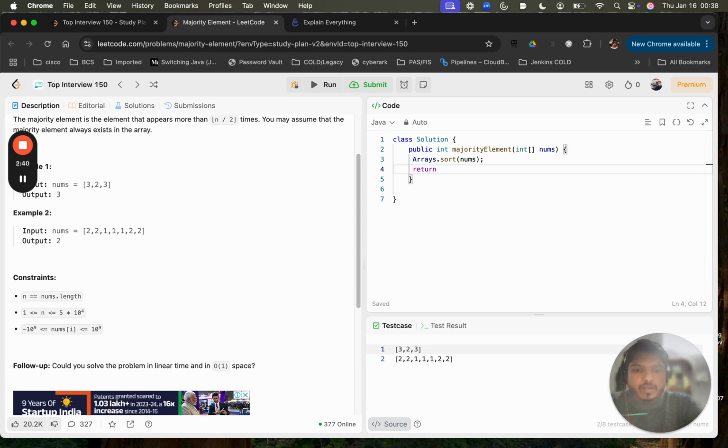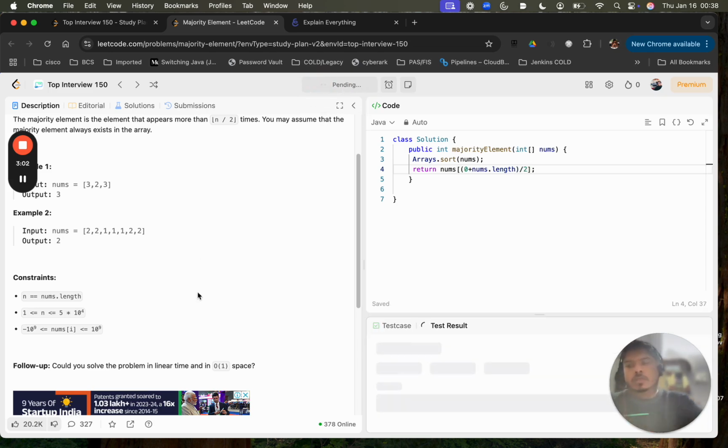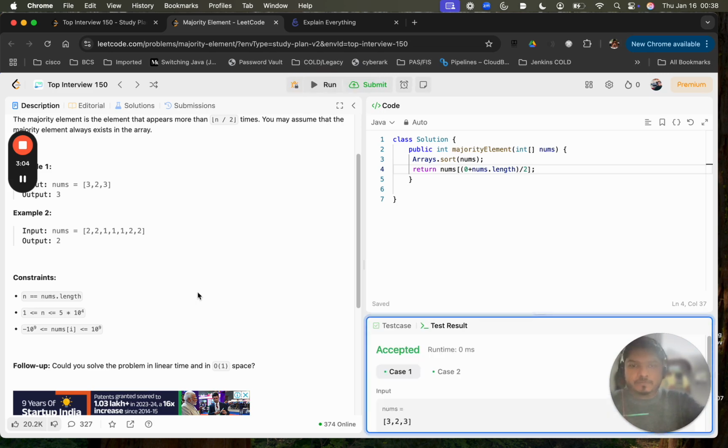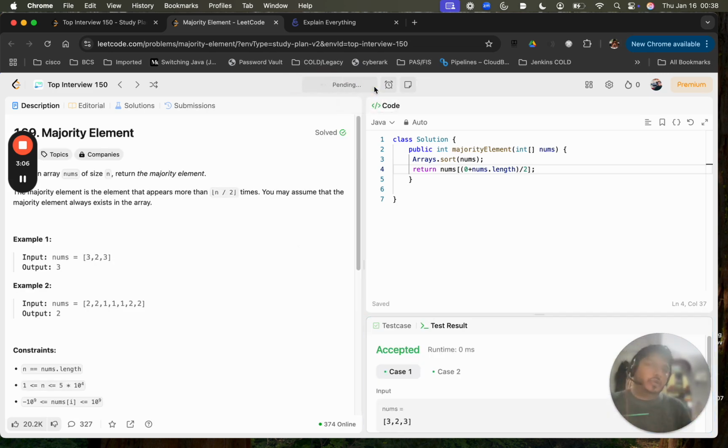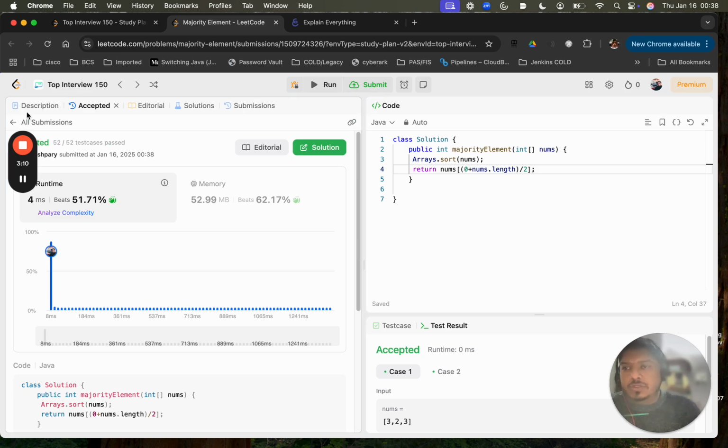If I return the mid element, nums of (0 plus nums dot length) in one bracket, divided by 2, this will solve our problem also. Yes, this is accepted, and if I submit, this should be accepted. This is just a two-liner solution, right?